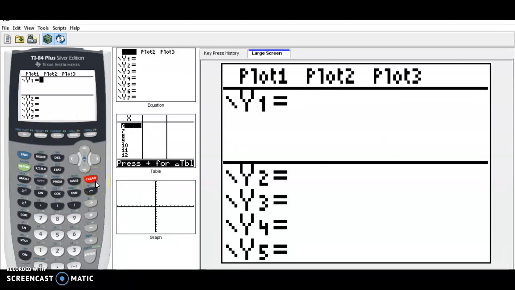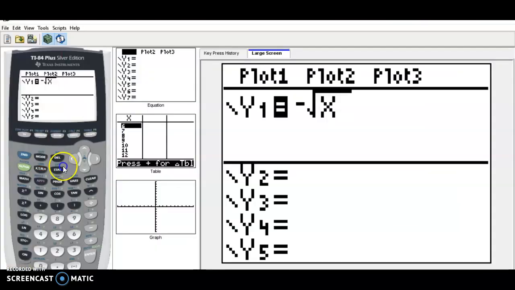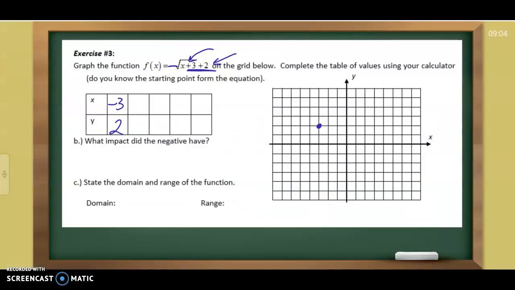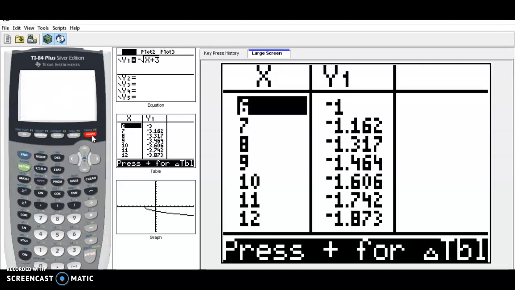And use the negative button. That one's different than using subtraction. I'm going to go second square root. I'm going to say that it's x plus 3, get out of the square root, so arrow to the right, and plus 2. All right, once you get that far, second table.